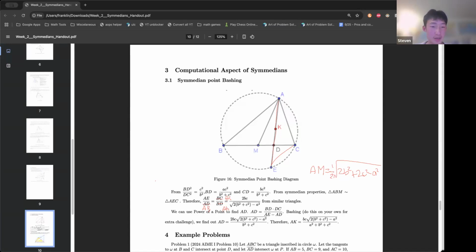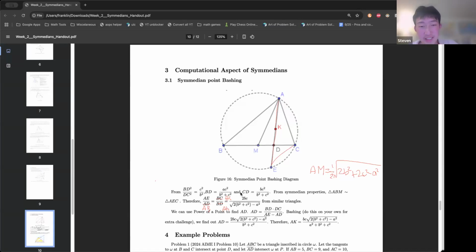Anyway, so now to bash out AD, you can use the perfect point at point D. Are you guys aware of what is perfect point theorem? Yes? Okay, great. So we can do the perfect point at D, and we can know that BD times CD is equal to AD times DE.